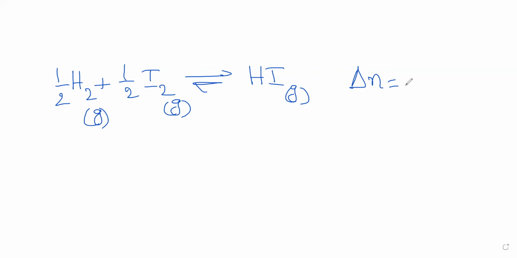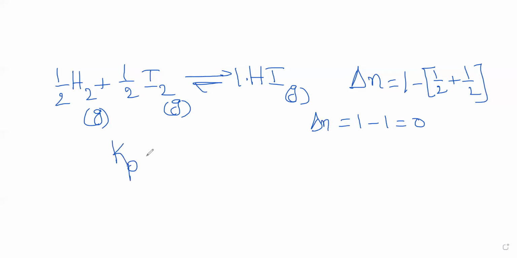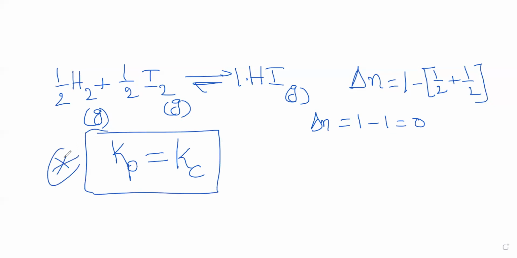What would be delta n? Anyone? Please respond. If you have understood, please respond. So anyway, I will tell once again. Here, this is 1 mole. Nothing is there means 1 mole is there. So this is 1 mole on the product side. Here, minus of half plus half. Right? So that is 1 minus 1, which is 0. So delta n is 0. Once again, for this reaction, Kp is equal to Kc. Clear? Yes, sir. Yeah, next reaction you have to do it and tell me now.